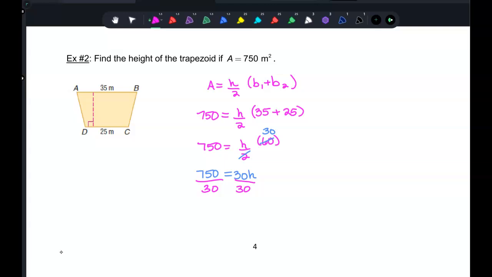You can multiply the other side by 2 and then divide by 3. In my opinion, that's bigger numbers, more work. So if I can simplify this side and then divide, I think that's easier. Now, 75 divided by 3, because we can kind of ignore those zeros, is 25. So h equals 25 meters.